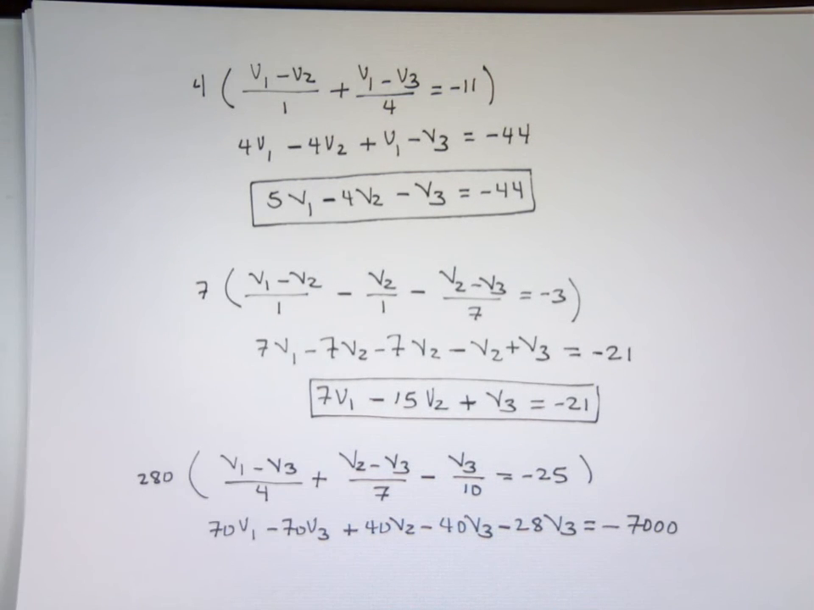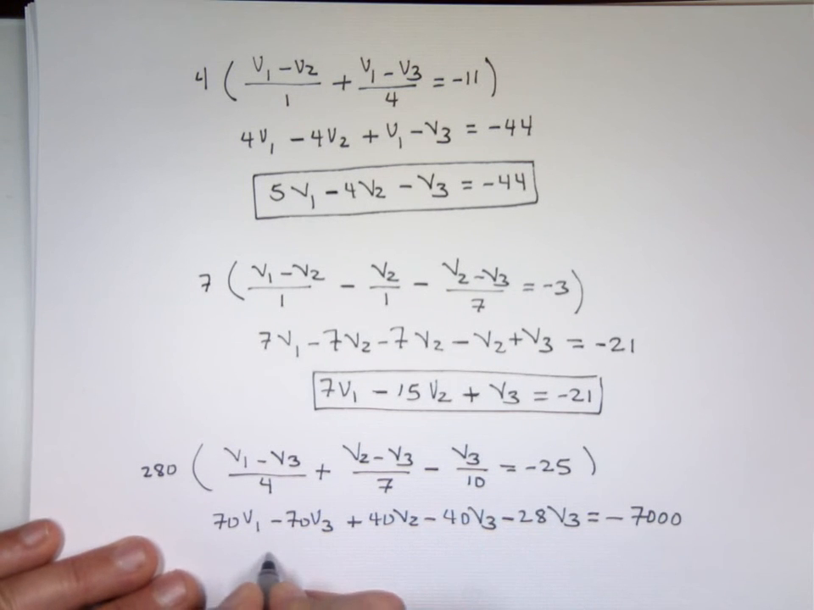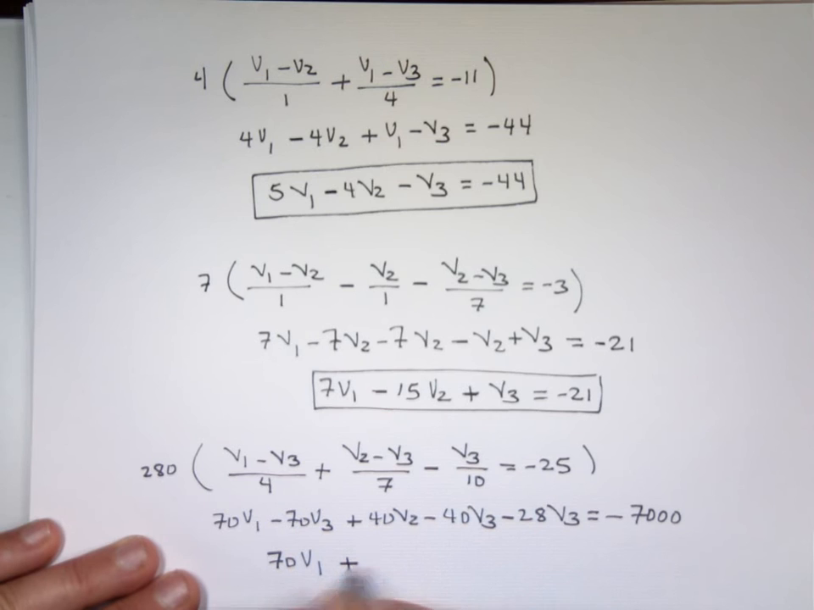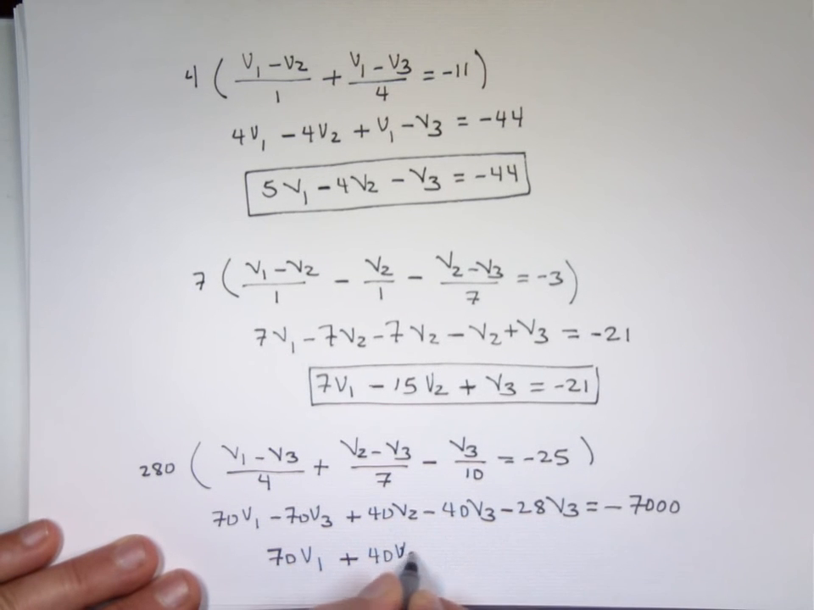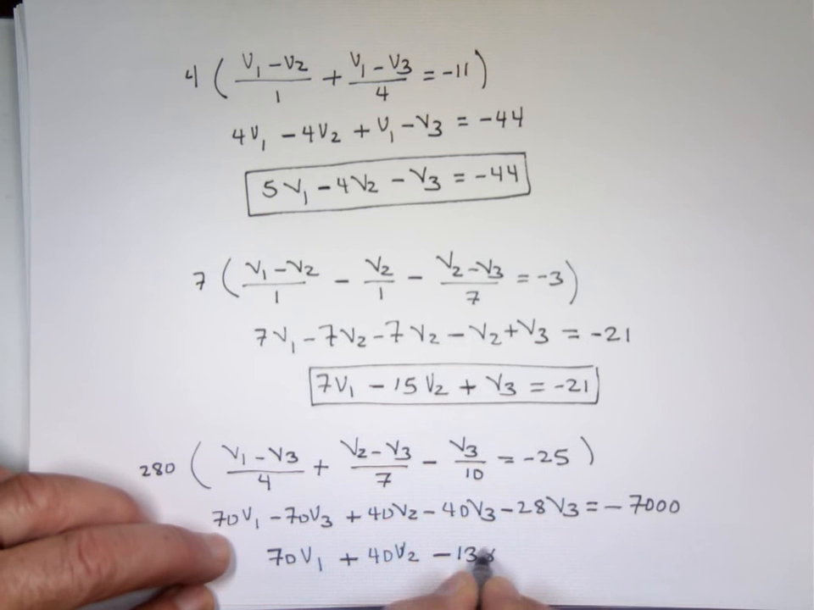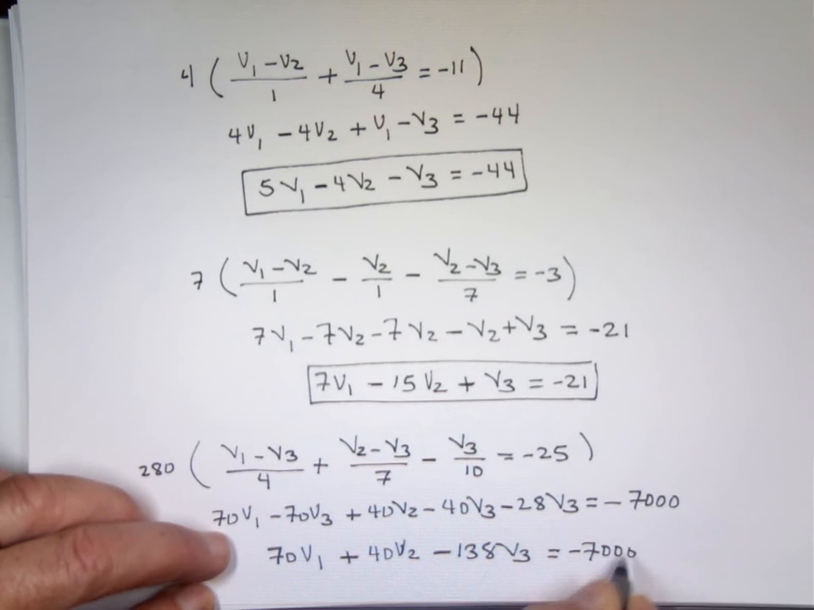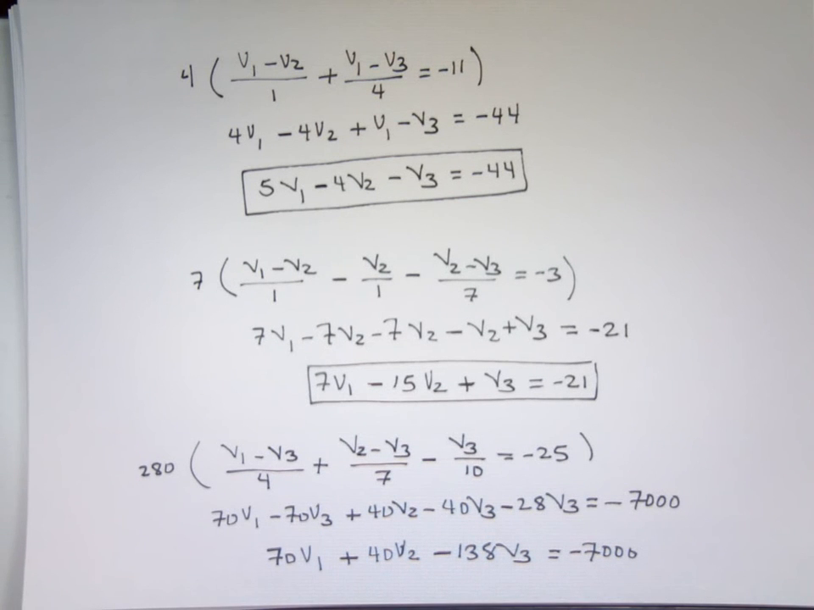Clean that. 70V1 plus 40V2 minus, what is 70 plus 40, is that 110? 110 and 28, is that 138? Double check these numbers. Oh, it's V3. Yep. So that's my third equation.